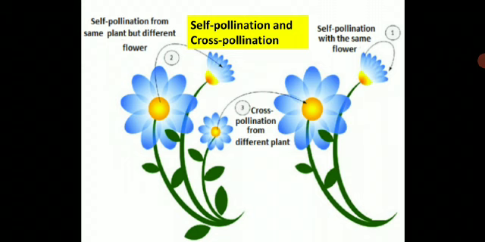Make a note in your book under self-pollination and cross-pollination. Write down points. Self-pollination can happen from the same plant but different flower. Self-pollination can happen with the same flower of the same plant, and cross-pollination can happen from a different plant. This is how the pollination process takes place.